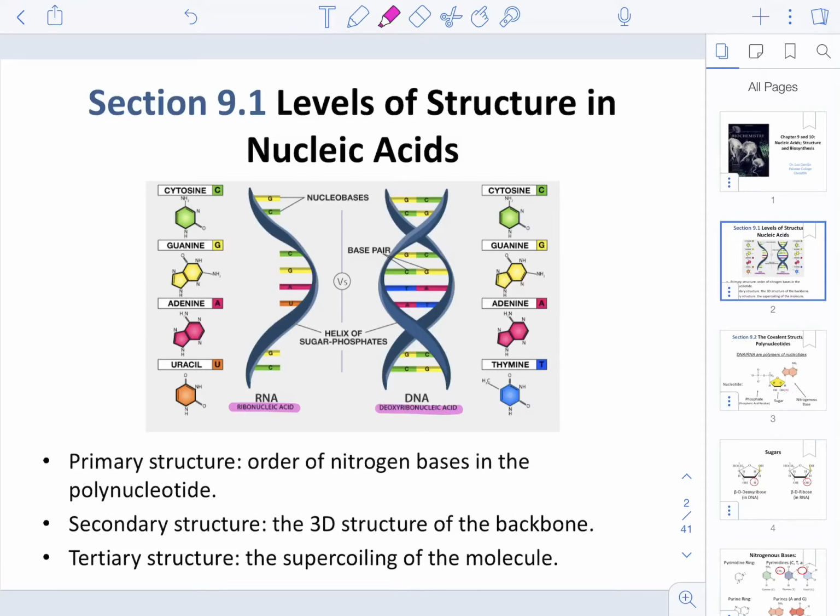When it comes to the levels of structure for nucleic acids, they are organized in a similar way to what we've seen previously for proteins. The primary structure for nucleic acids is the order of the nitrogen bases in a polynucleotide. Understand that the word polynucleotide is another word that we can use for nucleic acids.